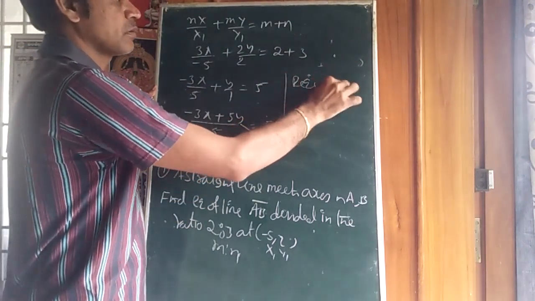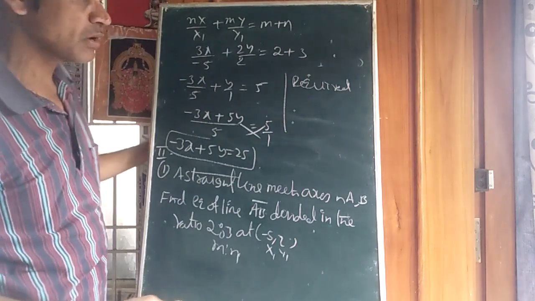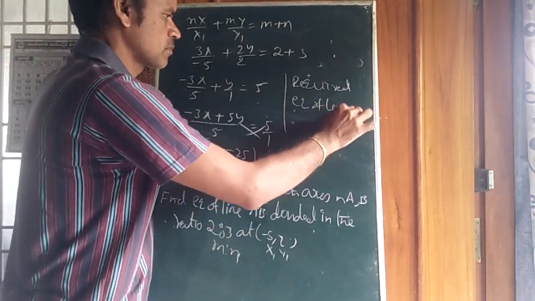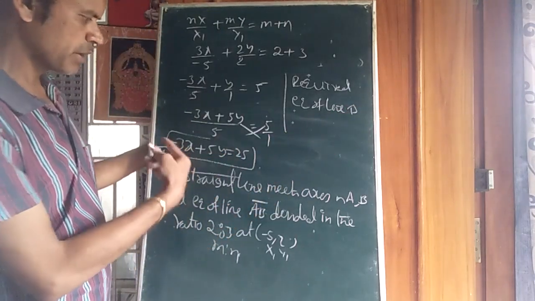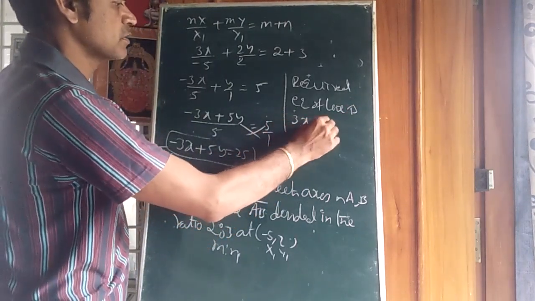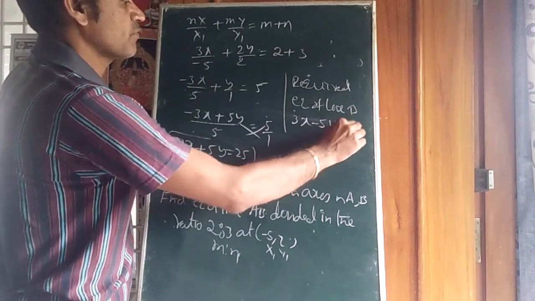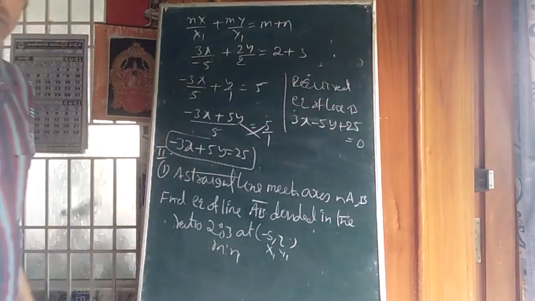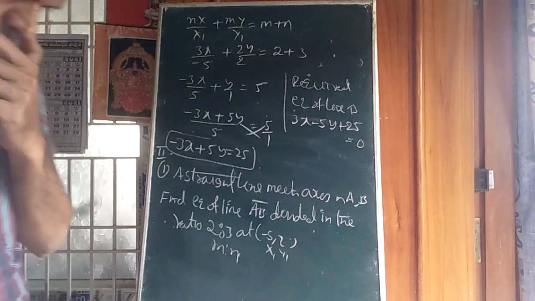Right? The required equation of line is, take minus to that side, it becomes plus. So 3x minus 5y plus 25 equal to 0.